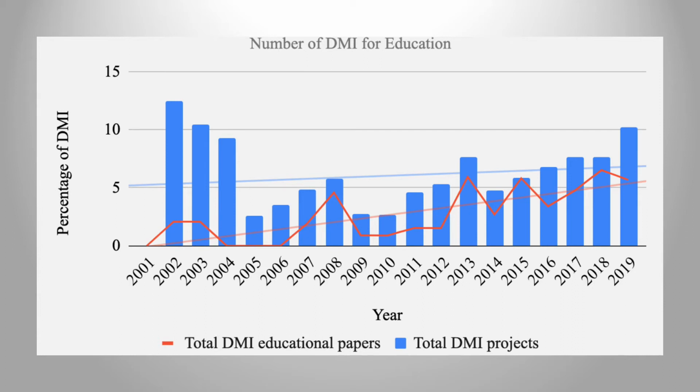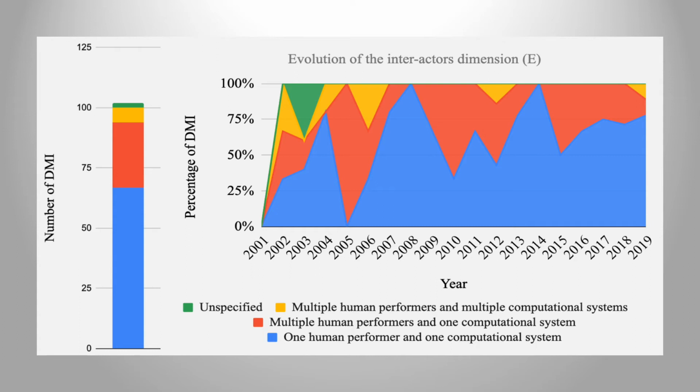The red line indicates the percentage of DMIs with strong ties to education, the first category in our taxonomy. The regression lines from the data, in light blue and light red, expose an increase of attention on this topic over the years, namely from DMIs with explicit ties with educational activities. This graph shows the interactors dimension. A prominent DMI category is one human performer and one computational system, followed by multiple human performers and one computational system. These two categories indicate DMI's design as a continuation of the expressive modalities found in Western music practice, and the role of acoustic instruments, mostly designed for individual performance.